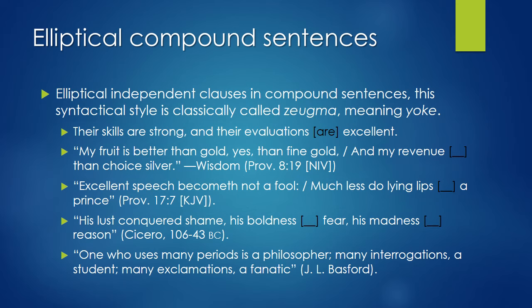Or again, in the Victorian era, the writer J.L. Basford writes the following: one who uses many periods is a philosopher, many interrogations, a student, many exclamations, a fanatic. And in this case, you can see how many elements are elliptical but implied, often implied by the comma. So these are some good examples of elliptical compound sentences, and you might study them further if you wish.